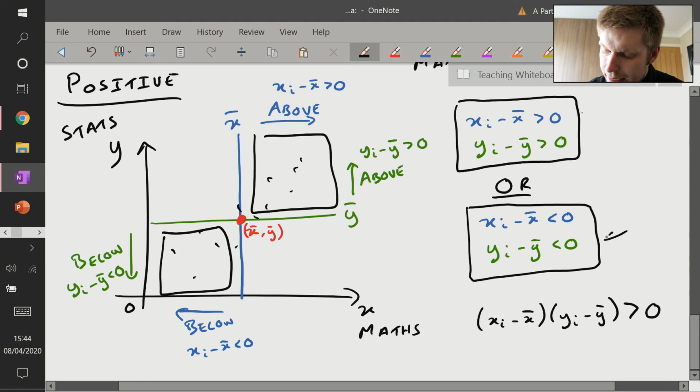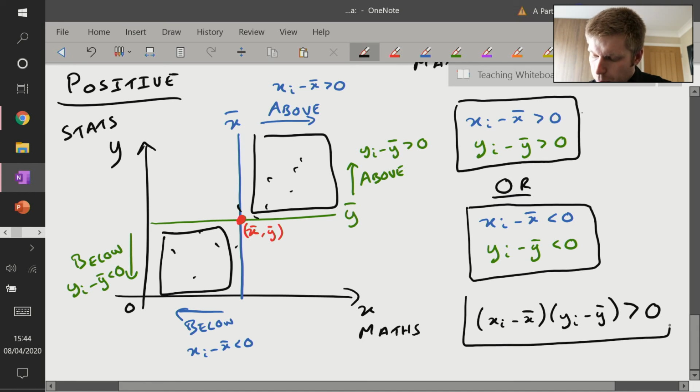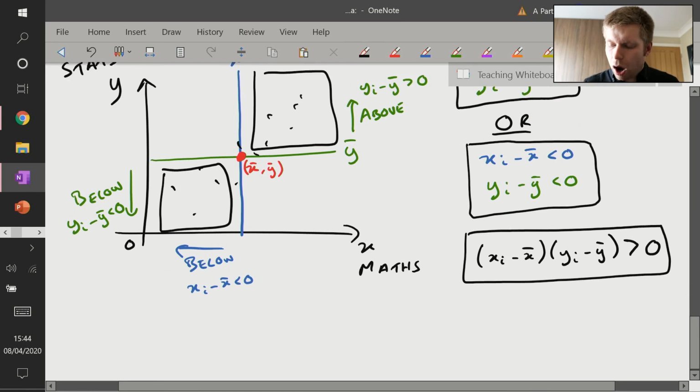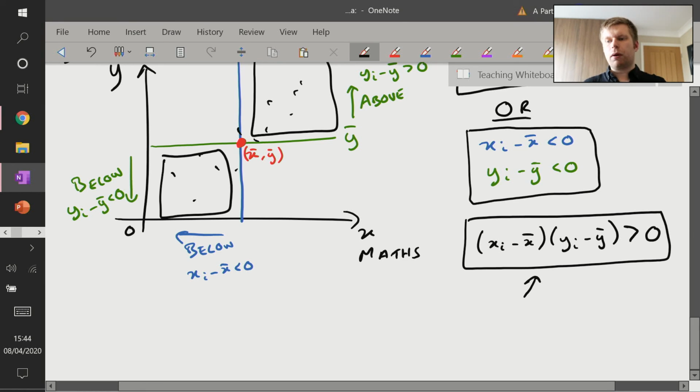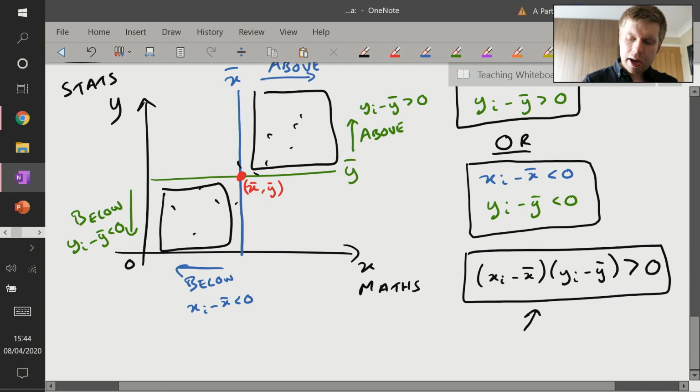But have a look, when I'm dealing with the situation down here, I'm below average on the maths, which means I'm negative, and then below average on the stats, which means that value is also negative. So when I multiply xi minus x bar times yi minus y bar, that's a negative times a negative, which is also positive. That makes sense? So for positive correlation, when I multiply the differences in the actual values in relation to their mean values, I get a positive value. So that means I must lie in this quadrant or this quadrant.